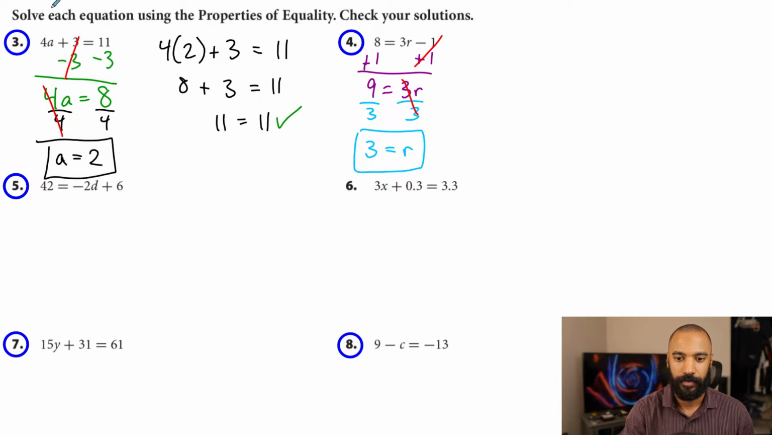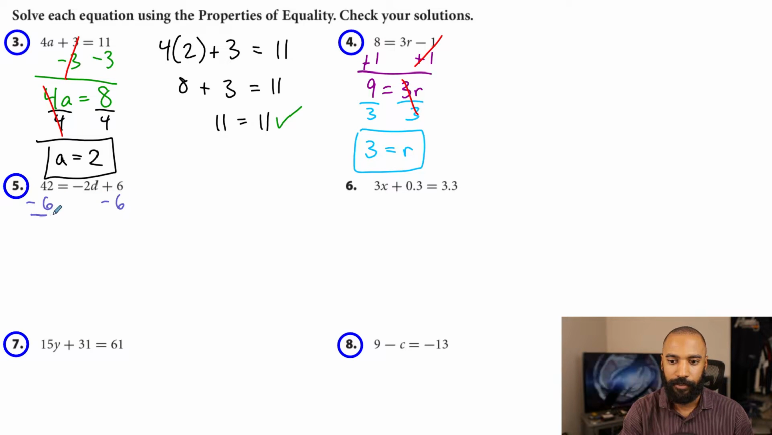Okay, number 5. 42 equals negative 2d plus 6. Kind of the same concept here, but now that d is negative, we'll make sure to take care of that as it jumps into play. I add 6 to a number and I get 42, so let's subtract 6 from 42 to figure out what that number was. And of course, to maintain balance, 6 gets subtracted from that side.